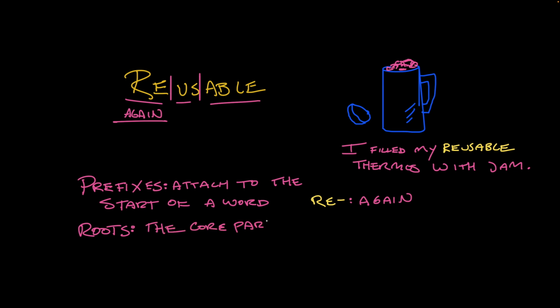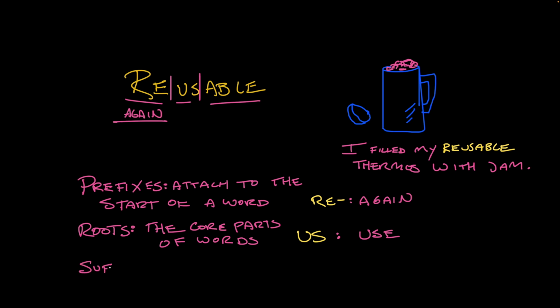In English, roots usually come from Latin or Greek. Like prefixes, most roots aren't standalone words themselves, but they can be combined with other word parts to make words. The root use in reusable means use and comes from Latin. And able is our suffix.